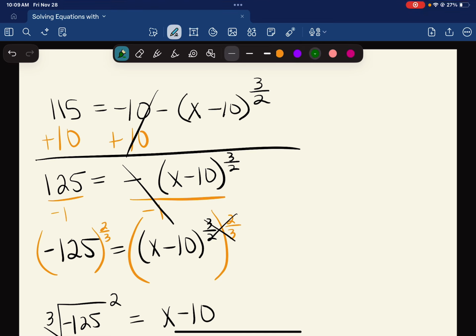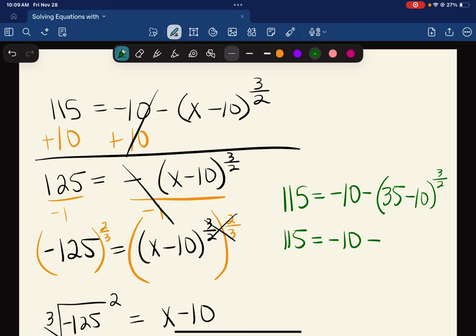All right, so we have 115 should equal negative 10 minus (35 minus 10) to the 3/2 power. We got 35 for our solution. All right, so let's simplify this. 35 minus 10 is 25. So this is like saying 115 equals negative 10 minus 25 to the 3/2 power.